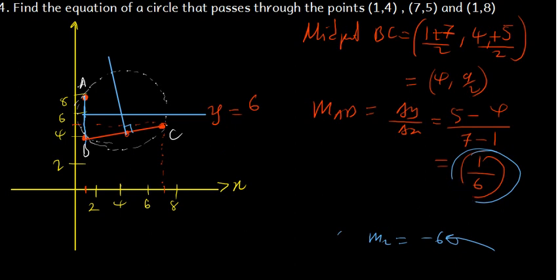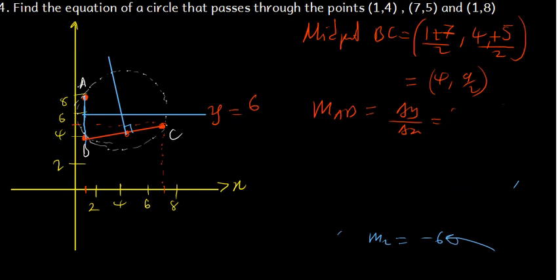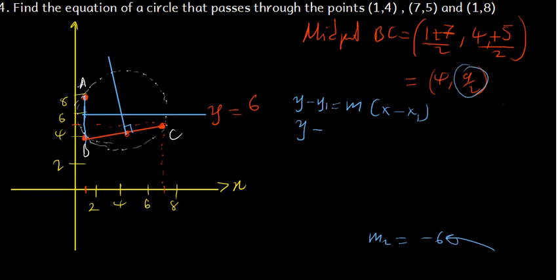So let's keep the gradient there, and then the midpoint of BC, also very important. So let's go and find the equation. We know that y minus y1 is equal to m times x minus x1. So this is y1, we found that point there. It's 9 over 2, which should be equal to the gradient, negative 6, times x minus x1, which is 4. Okay, so like that.